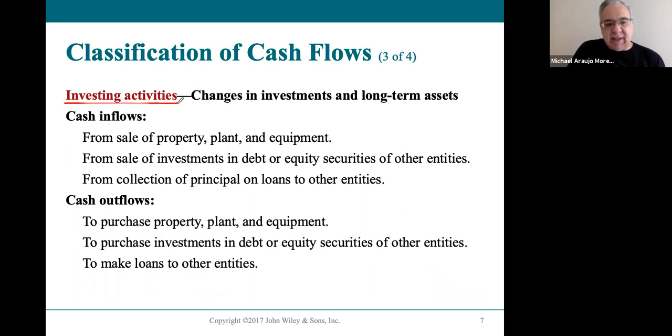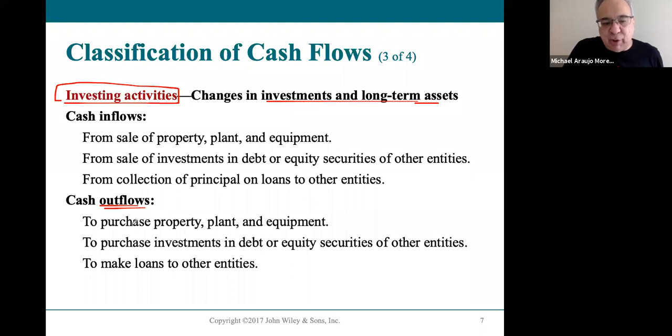Investing activities. Under the cash flow statement, any changes in long-term assets and investments are going to be considered investing activities. Most of the investing activities that you're aware of are the outflows. So I'm going to start with the outflows.